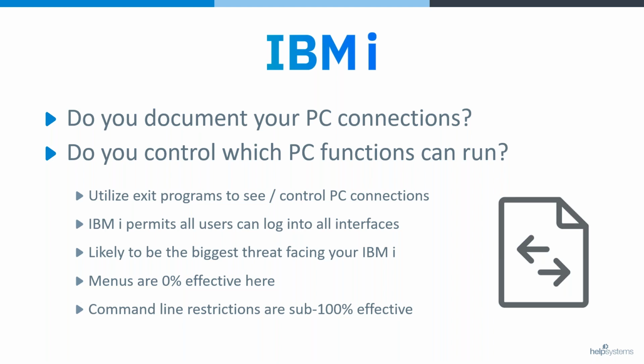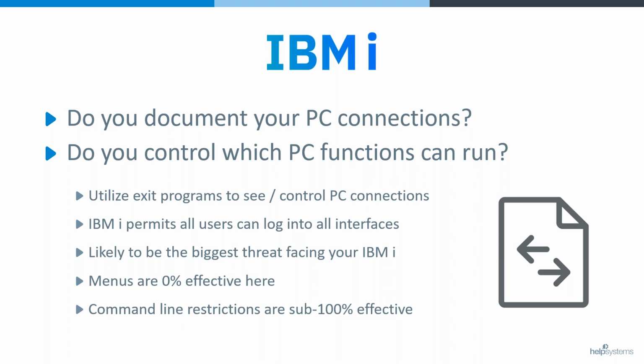Speaking of these PC connections, which of them are you controlling? The IFS is just one way. There's also ODBC, FTP, DDM, RExec, and the list goes on. Utilizing exit programs to oversee these connections is just as important as it is for the IFS. The good news is the operating system utilizes these exit programs that you provide or you write in order to be able to log these different connection methods. Most people don't want to write their own, so this is a great opportunity for third party, but it is possible to write your own if necessary.